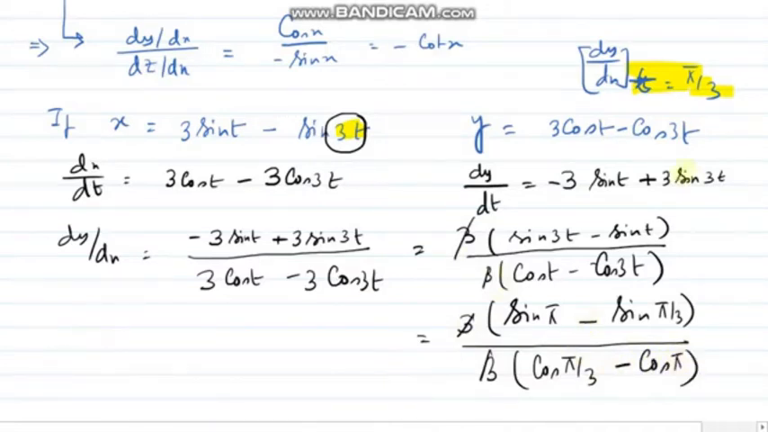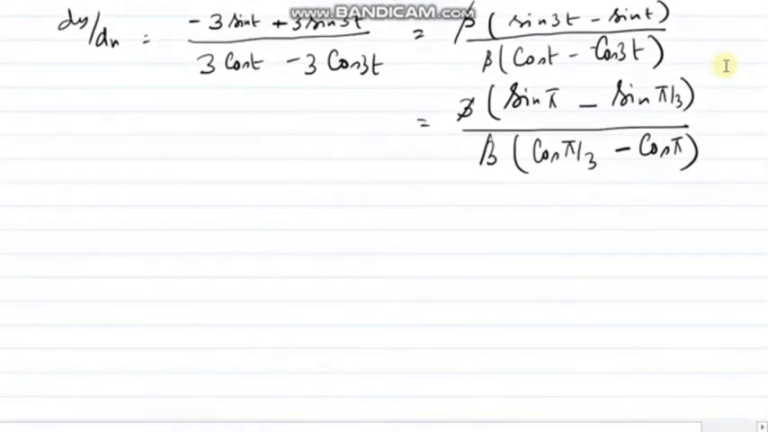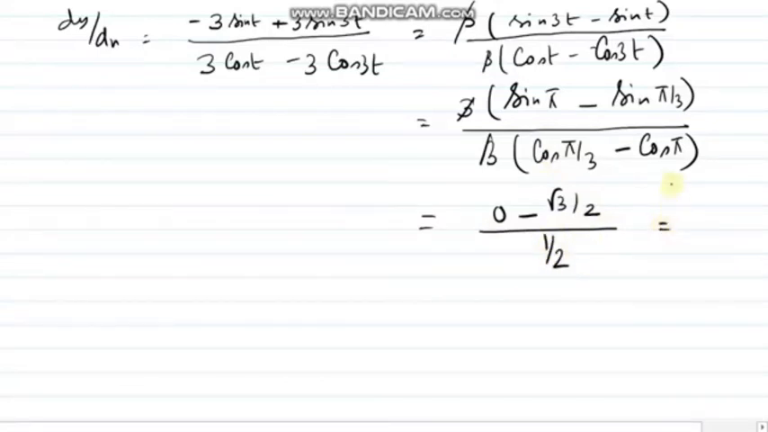Sin pi, we know that sin pi will be equal to 0, so it will be 0 minus sin 60. What is sin 60? That is root 3 by 2, right? Divided by cos 60, that is half. And cos pi is minus 1, right? So it will be minus root 3 by 2 divided by 1 minus half, that is minus half. So the answer is only root 3, right?